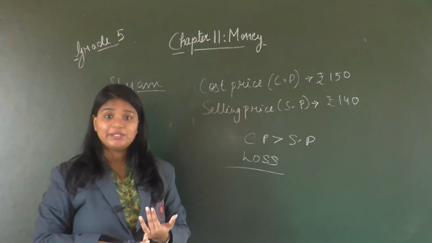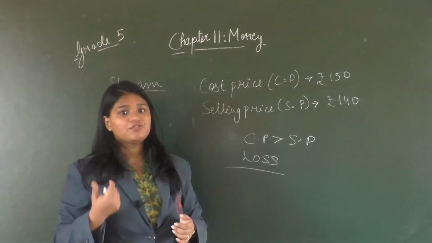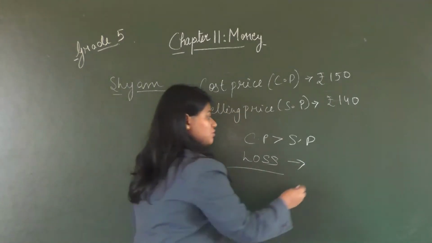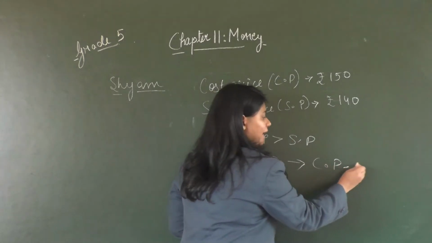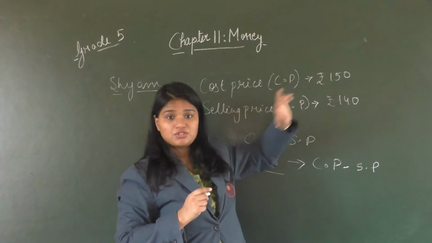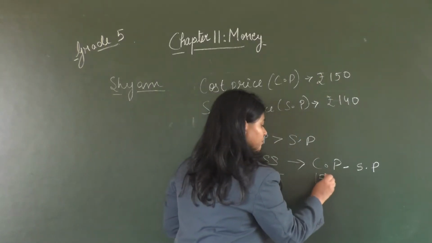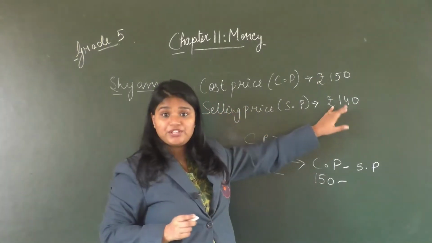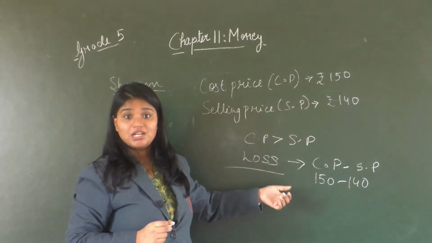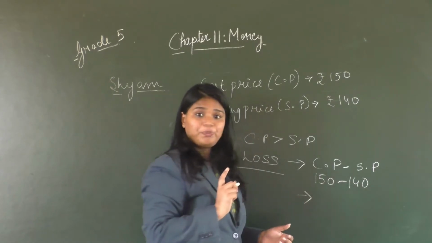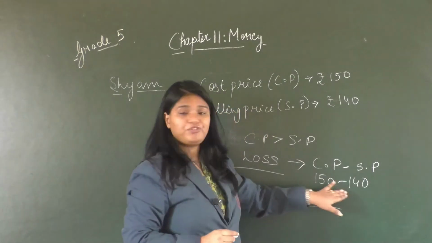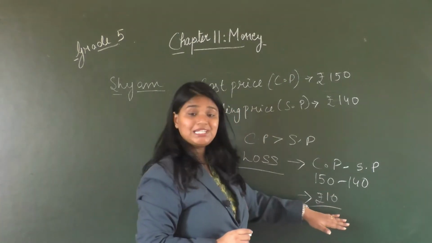Now, how is loss calculated? Like profit, there is a formula for loss as well. That is, loss is equal to cost price minus selling price. So here the cost price is rupees 150 and the selling price is rupees 140. So what is the loss? Shyam incurred a loss of rupees 10. Rupees 10 is 150 minus 140, that is rupees 10.